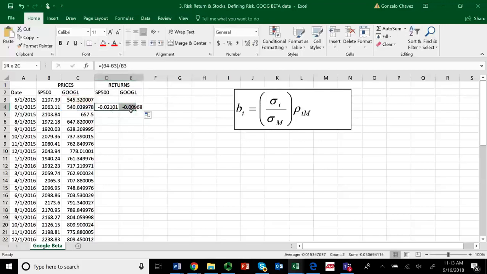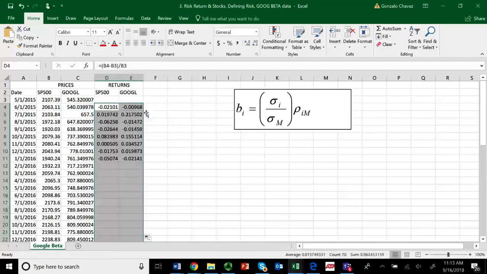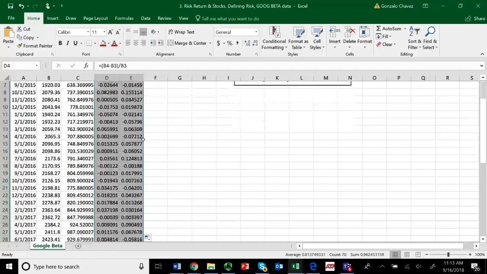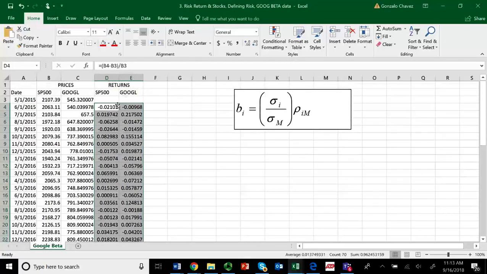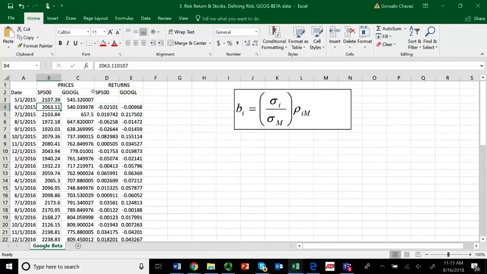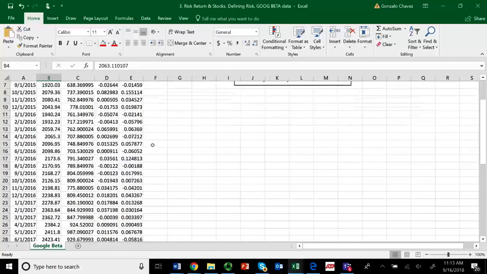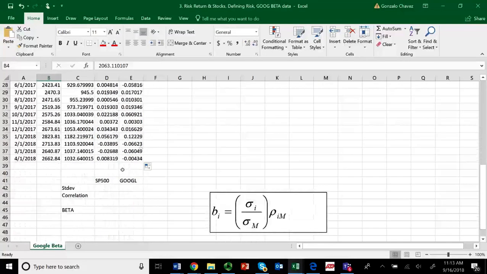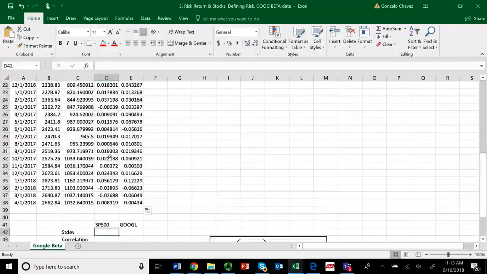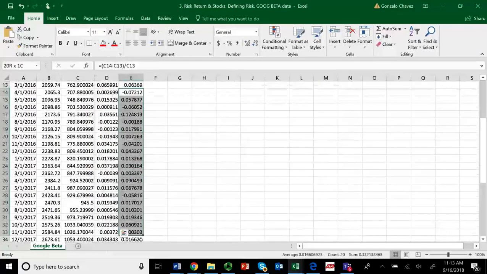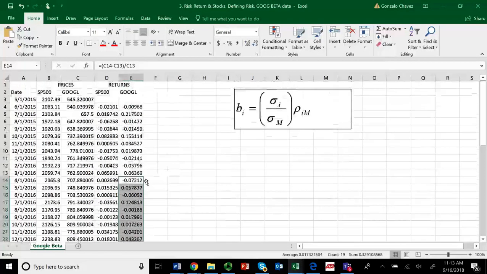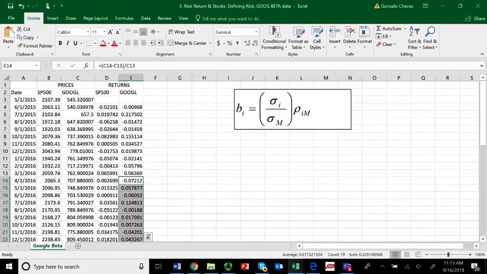The nice thing is that once you do that, you can just double click on the bottom right corner here, and it will repeat everything we've done for all of the time series. So we have basically a returns column. We went from a price column to a returns column. Now that we have returns, it's easy, because we just need to find the standard deviation of these returns for the market and the standard deviation of these returns for the company. Remember, the standard deviation is how volatile this has been.